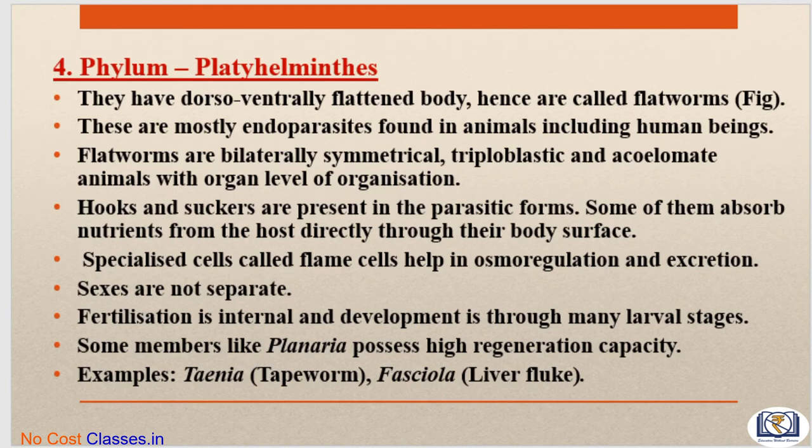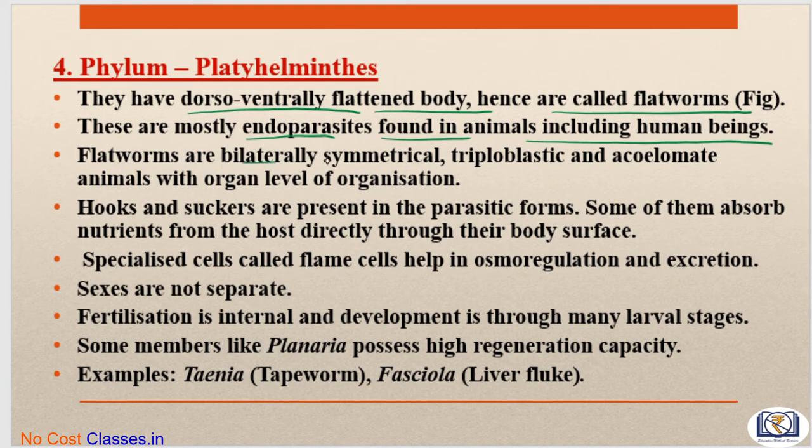Now Platyhelminthes, the next phylum. So we have done three phyla and you can understand their different characteristics very easily now. They have a dorsoventrally flattened body, hence they are called flatworms. So Platyhelminthes are normally known as flatworms because their body is like this only. They are mostly endoparasites. They are found in animals including human beings. So organisms of this phylum are generally endoparasites, meaning they live comfortably inside another organism's body. We humans are included in that. When I say we, I mean human beings.